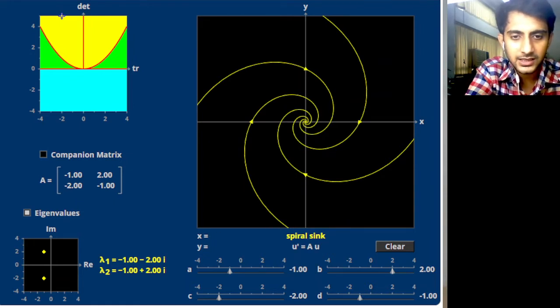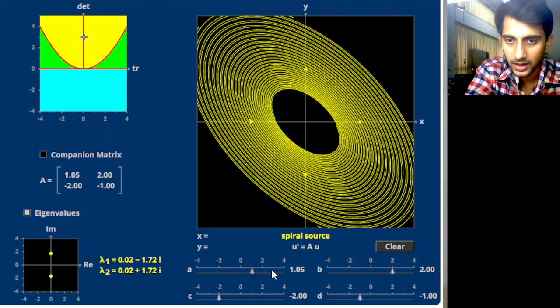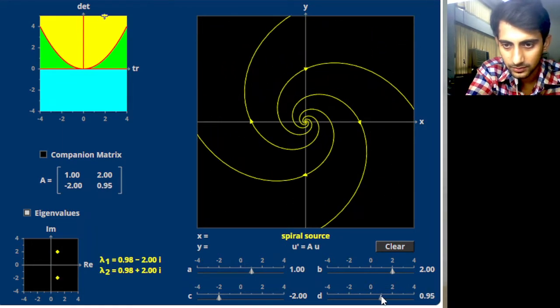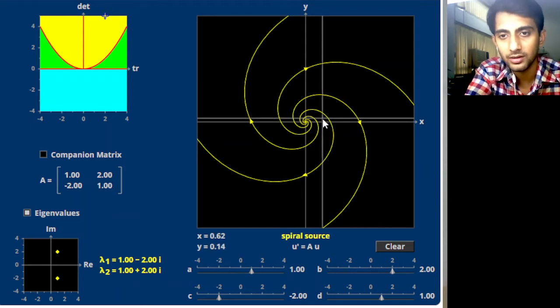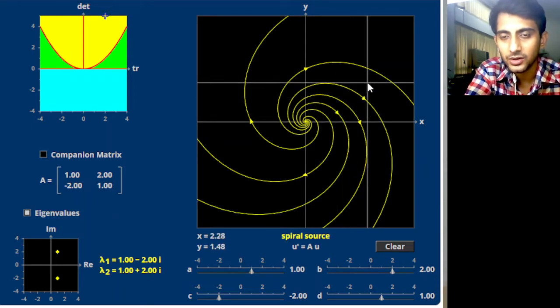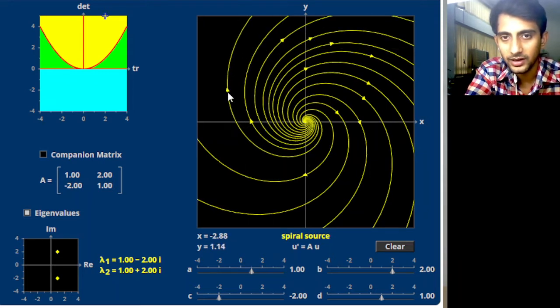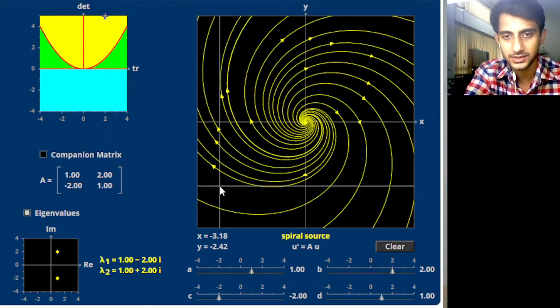Whereas for another case in which we have 1 2 -2 1, let us do that one. We have 1, 2, -2, and this one is 1. You see, in this particular case, the real part is 1, and therefore it is a spiral source, or a spiral which is not stable. It would go out or go to infinity as time proceeds. So this system is not a stable system.